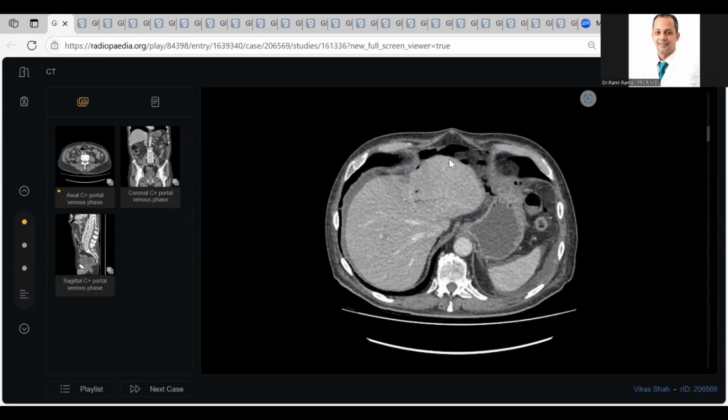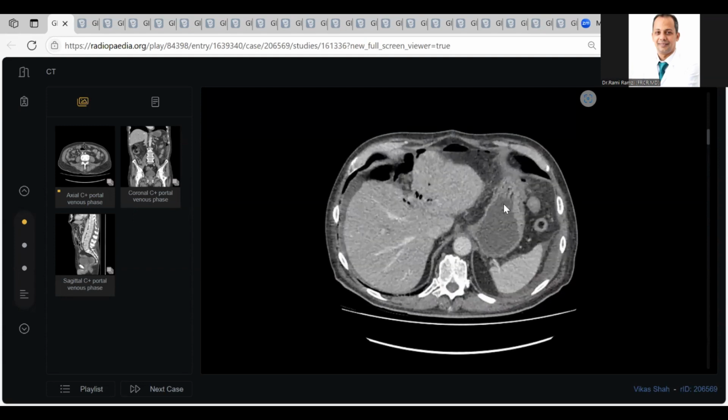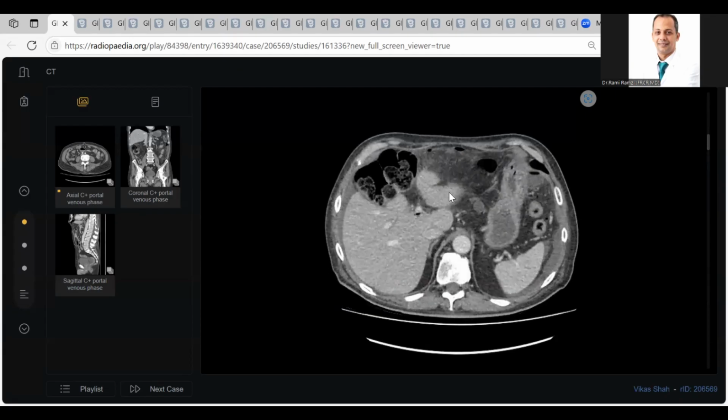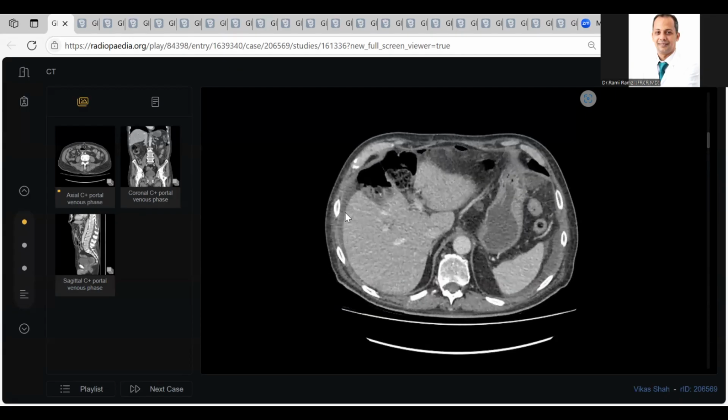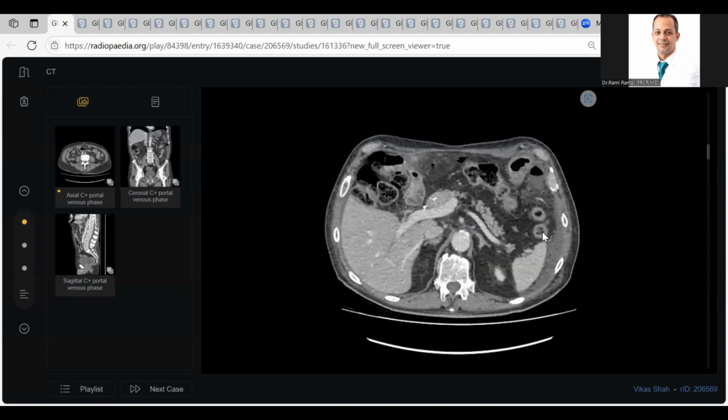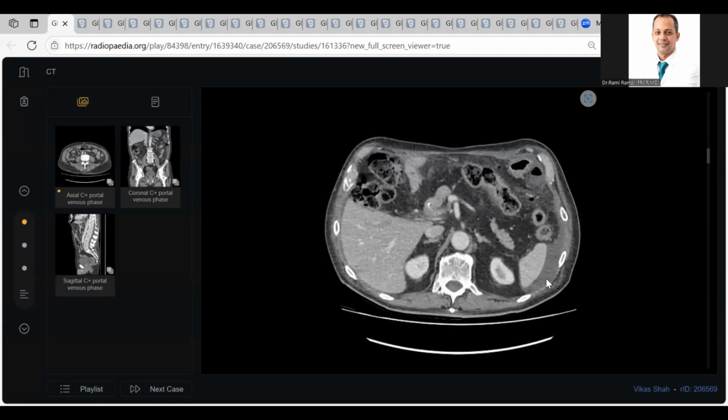Pneumoperitoneum, and some air locules here. And what is this? There seems to be some thickening of the bowel wall. Perforation. What is this?